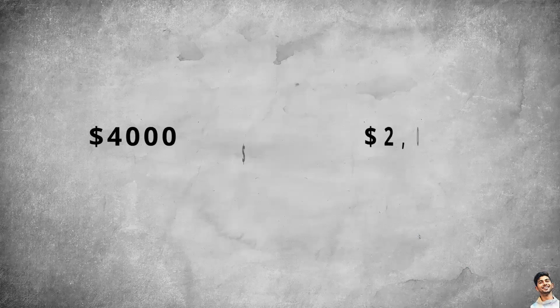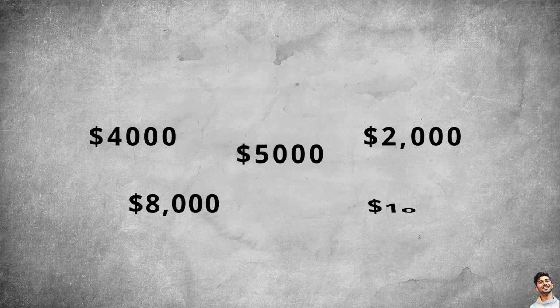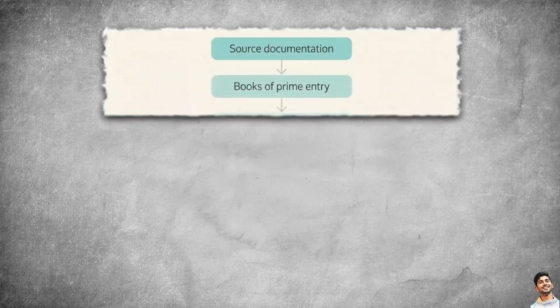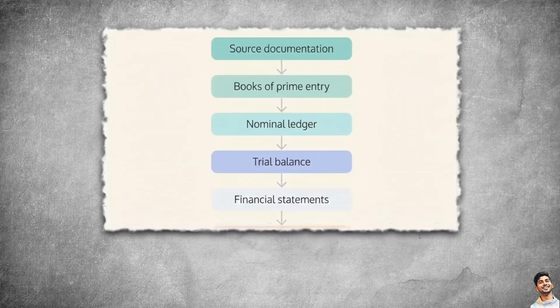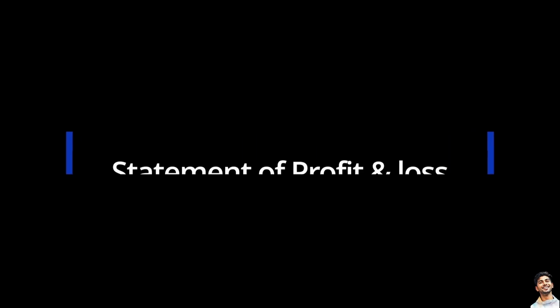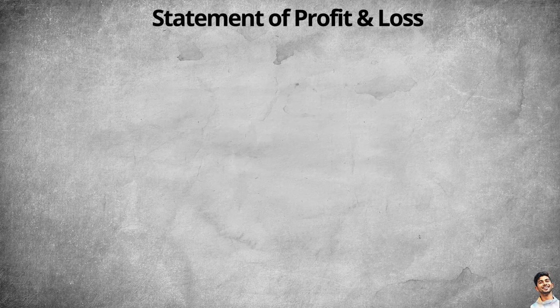Now, here's the thing. When a business is run, it's not just dealing with random numbers. Everything is recorded in a proper, organized way. Let's go through them one by one. Statement of profit and loss. So first, we have the statement of profit and loss.